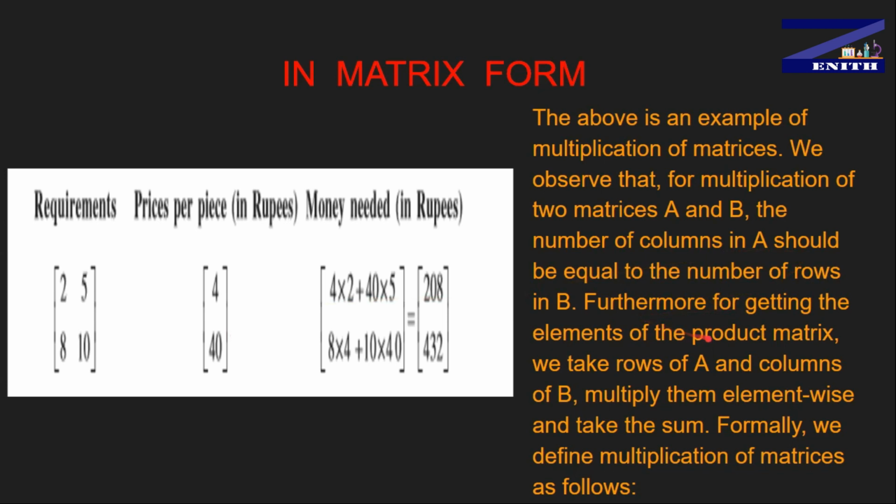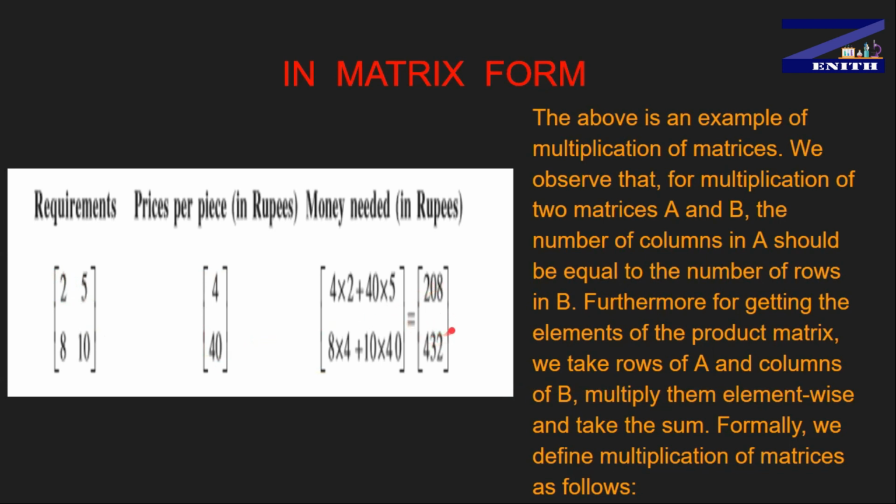Furthermore, for getting the elements of the product matrix, now that we have fulfilled the condition, we take the rows of A and the columns of the second matrix, multiply them element-wise and take the sum. This is how we formally define multiplication of matrices, guys. You just have to do one thing: take the row of the first matrix, take the column of the second matrix, multiply the corresponding elements, and then add them, and in the end you get the answer.